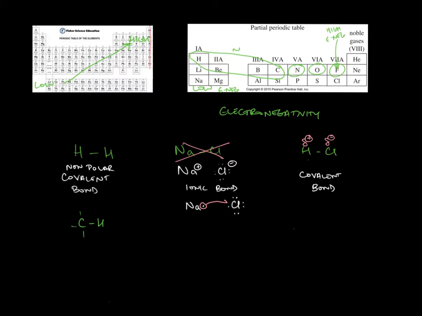Another way to write this is an arrow with a little plus on one side, pointing in the direction to which the electrons are being hogged or stolen. And so we call this a polar covalent bond because there is a dipole. There is a disparity in charges. The chlorine has a little bit of minus and the hydrogen has a little bit of plus.